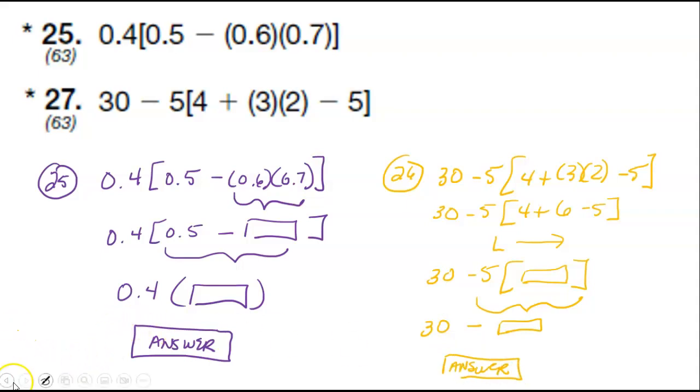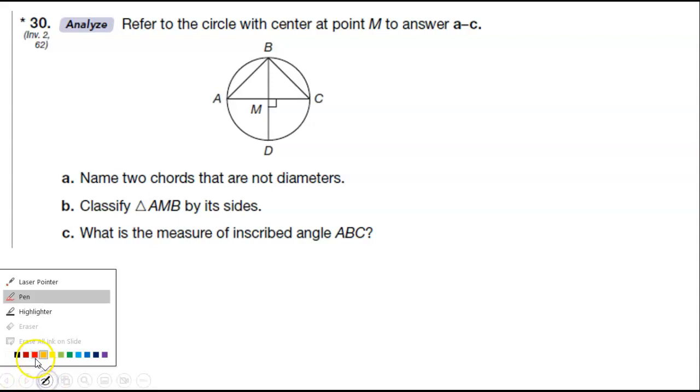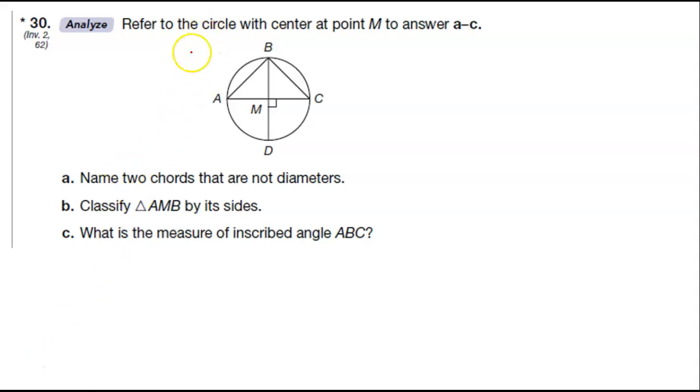I'm wondering if that's the last one. Nope, it's not. Here's 30. Okay. Let me get a different color here. Let's get red. Okay. It says name 2 chords that are not diameters. So chords start and stop on the circle.